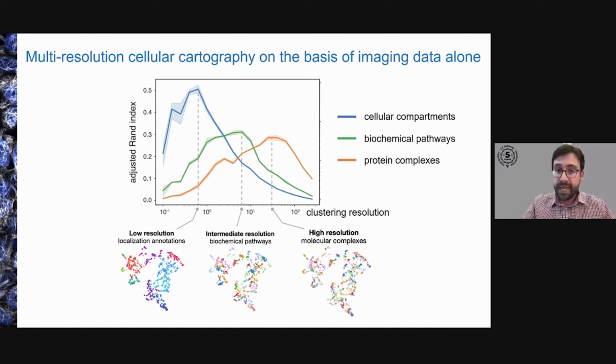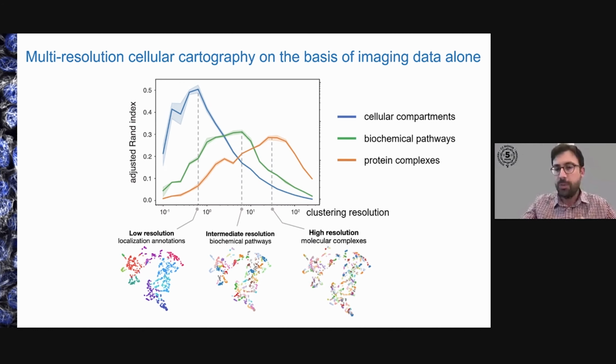So what you're looking at here is that at low resolution, our clusters recapitulate really well known cellular compartments. And that makes complete sense, on the basis of what I just showed you. But what's really interesting is when we look at higher resolution, we can recapitulate with almost the same performance biochemical pathways all the way to protein complexes, molecular level information. And really what that's telling us is that there's a ton of specific functional relationships that we can derive and interpret on the basis of imaging data alone.